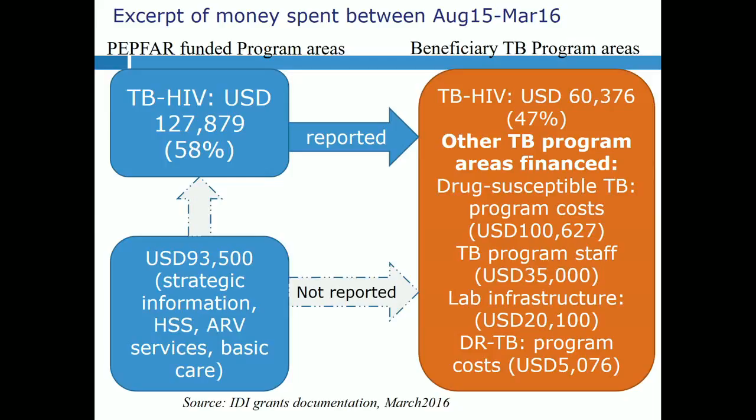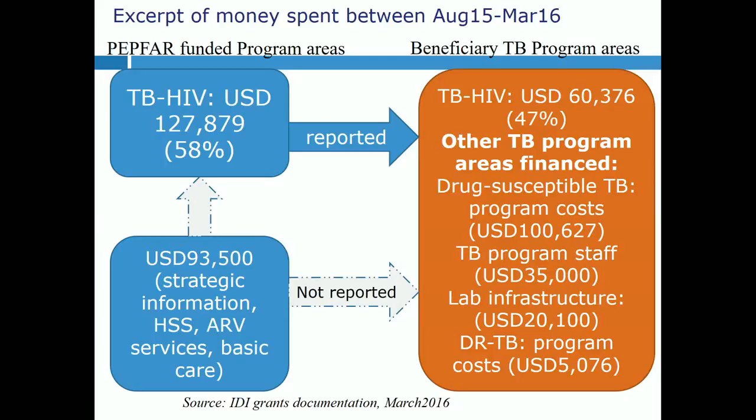So from what we have presented, what are the cost implications? What we have supported is within the guidance of PEPFAR, and one of the areas is TB-HIV. And they give the guidance on what areas can be supported. But there are other areas, strategic information, health system strengthening, ARV services, basic care, that are supported by PEPFAR. From the TB-HIV part, that is the money that fits within the PEPFAR funding.